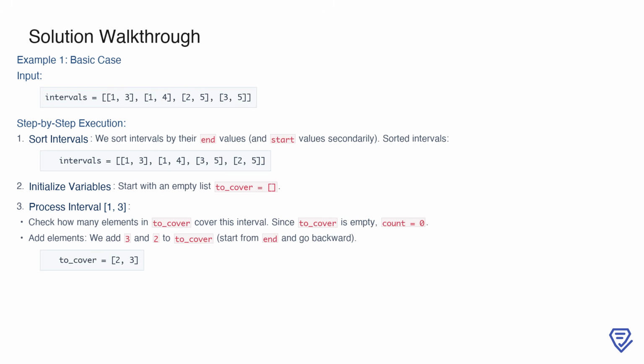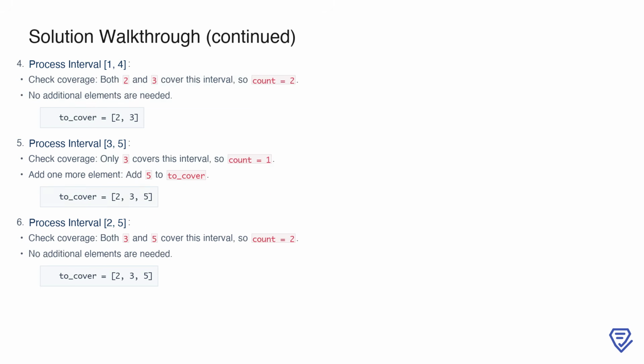For the first interval, [1,3], we check how many elements in to_cover already cover it. Since to_cover is empty, no elements cover this interval, so we add two elements. Starting from the end of the interval and going backward, we add 3 and 2 to to_cover. Now, to_cover contains 2, 3. For the next interval, [1,4], we check how many elements in to_cover already cover it. Both 2 and 3 are within the interval, so it is fully covered with a count of 2. Therefore, we don't need to add any new elements, and to_cover remains 2, 3.